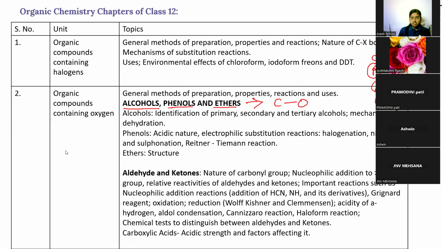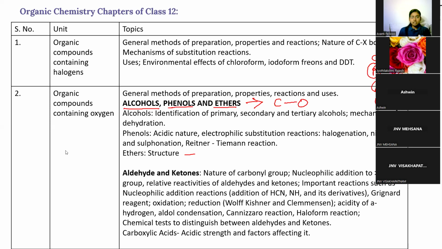Some of the naming reactions will also be involved here, like the Reimer-Tiemann reaction, Kolbe's reaction, and the Williamson ether synthesis. So those things will come. Don't get scared of it. We will discuss each and everything very slowly and clearly.